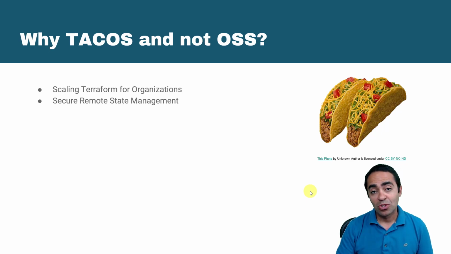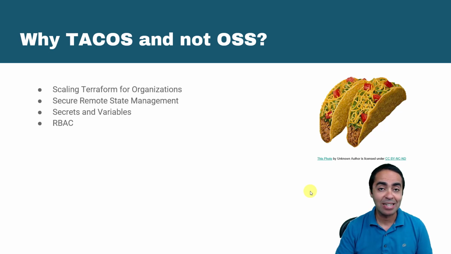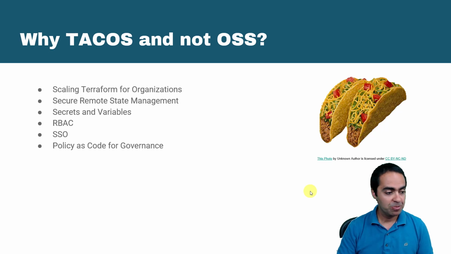You also, of course, want to secure your remote state. So in that case, you need a piece of software that allows you to store state remotely, and you don't have to worry about state files living on developers' workstations and so on. Secrets and variables, you want to manage those securely. You need to have a robust RBAC. You don't want one team stepping on the toes of another team and accessing certain environments that you don't want them to access. Single sign-on, of course.